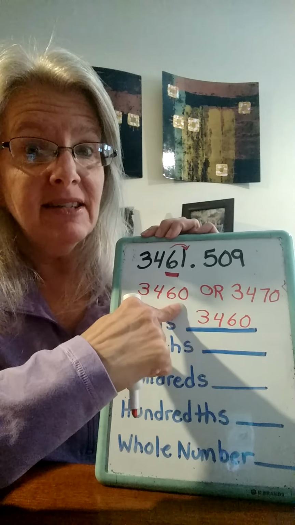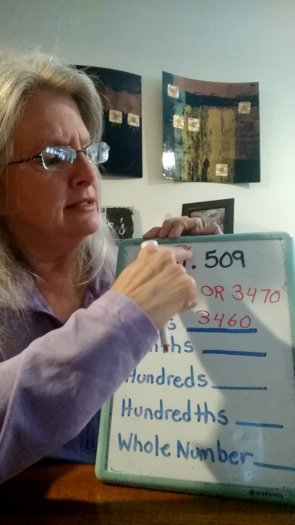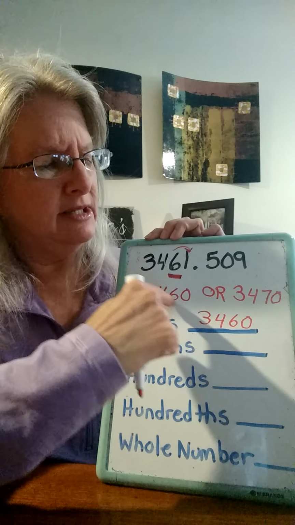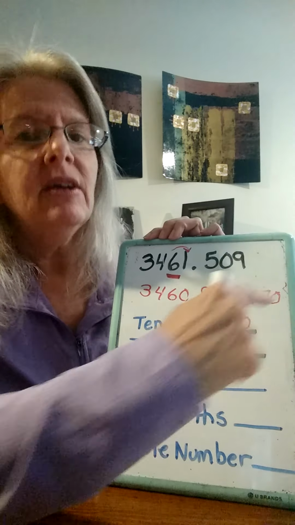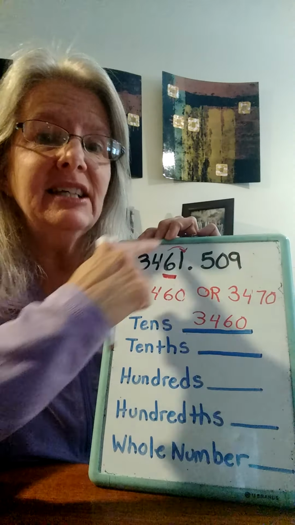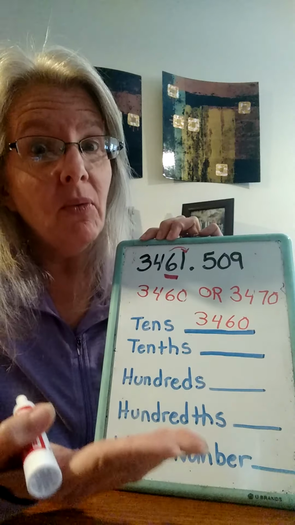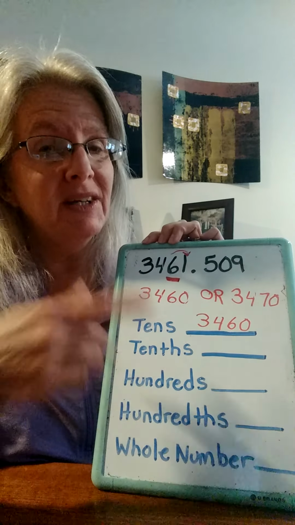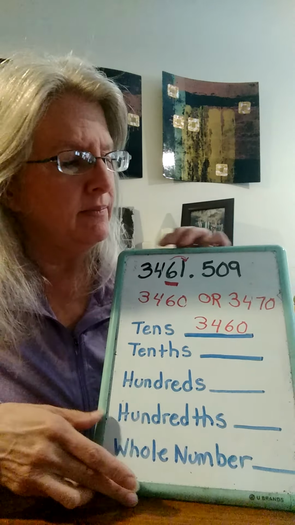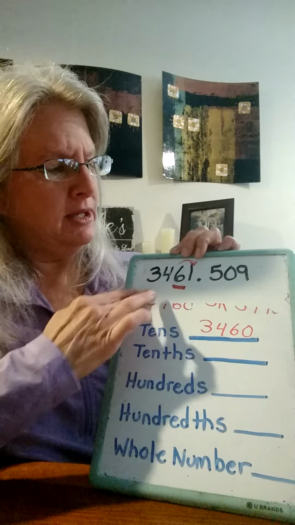Some people like to think of it this way. 61 is closer to 60 than 70. You can kind of glance at it. I think it's easier to just look at the next number. But whatever works for you is what counts because there's different ways to think about math. We're going to look at the tenths place next.